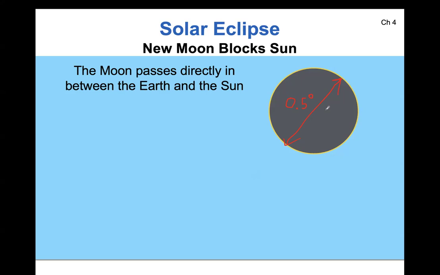And why does the moon change size? Because the moon's orbit is not a perfect circle, which means sometimes the moon is a little bit further from Earth. And if that happens to coincide with a new moon, then you've got a new moon with a smaller angular size, and that smaller angular size means that it doesn't quite cover the sun.